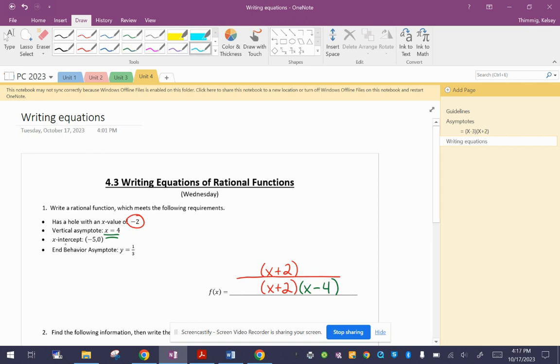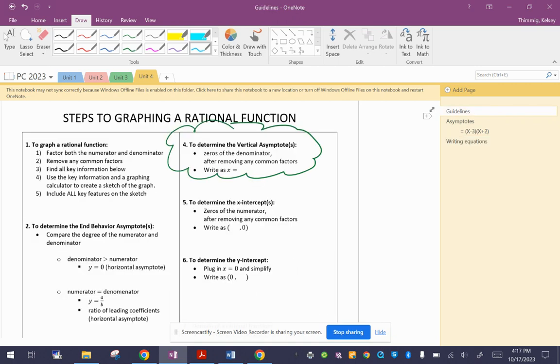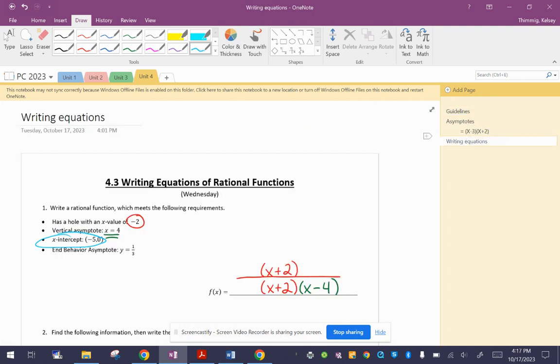Next, we have the x-intercept at -5, 0. So back to those guidelines. To determine an x-intercept, we are going to find the zero of the numerator. So again, it's all just about the zeros. If my x-intercept is at -5, my factor is going to be x plus 5.